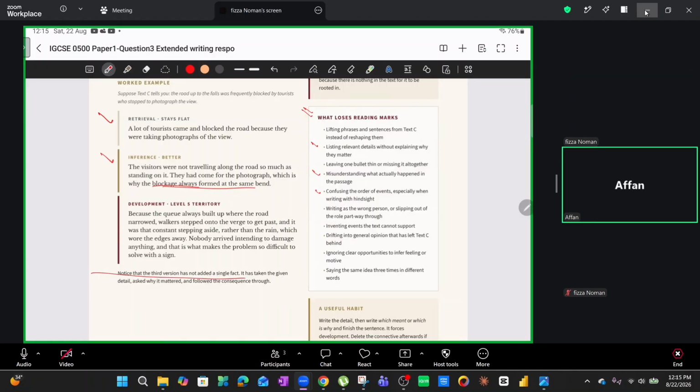Okay. Writing as the wrong person or slipping out of the role partway through. Remember, I'm reiterating this point again that you have a role to play. So that's very important. Inventing events the text cannot support. Please do not do that. Your information needs to come from the text. Drifting into general opinion that has left text C behind. Ignoring clear opportunities to infer feeling or motive. Saying the same idea 3 times in different words.